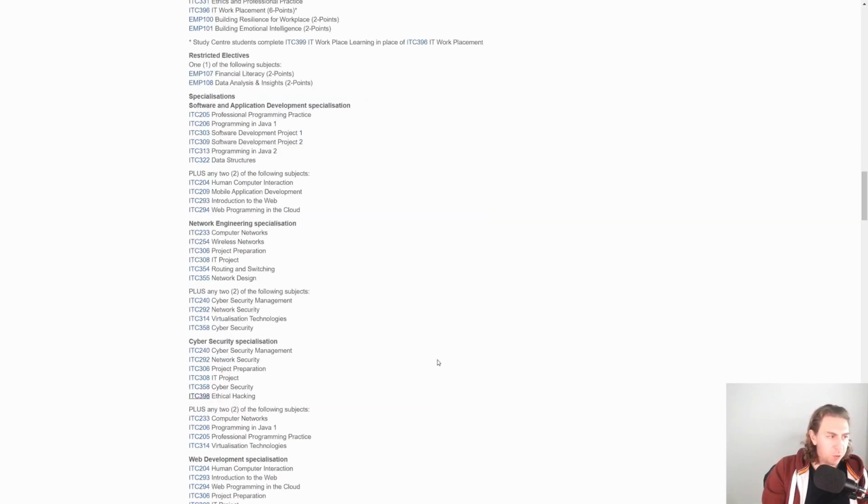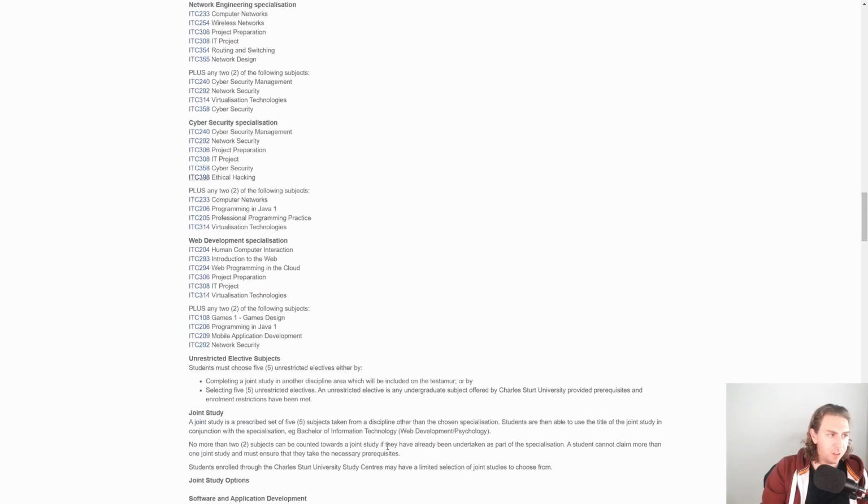Then they have multiple specializations, but we'll only pay attention to cybersecurity for now. So we see cybersecurity management, network security, project preparation, IT projects, cybersecurity and ethical hacking, plus two of the options being computer networks, programming in Java, professional programming practices, and virtual technologies. I don't really see many of these optional extras being that great, apart from maybe computer networks, but you should probably learn that by now in a networking subject. Overall, this university does seem like it is teaching all those core skills, plus the cybersecurity skills on top. So I definitely think it is a relevant degree to have.